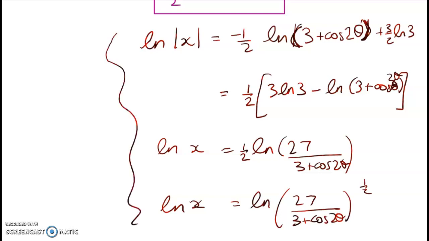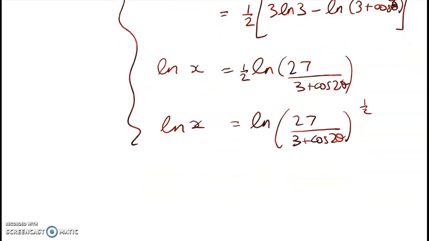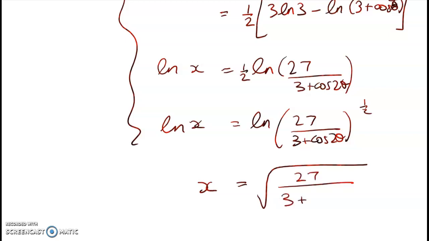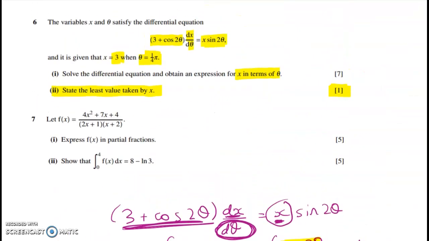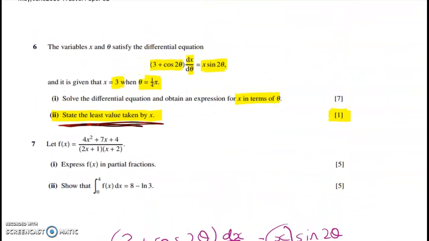So all of this stuff here is your level 2 NCEA algebra rules about logs, right? There's nothing complicated about it. You just have to have done enough fluency work that it's not feeling too hard. So now finally we can exponentiate both sides, and we get x is equal to this. And that's 7 marks. Then the last question asks us, state the least value taken by x.